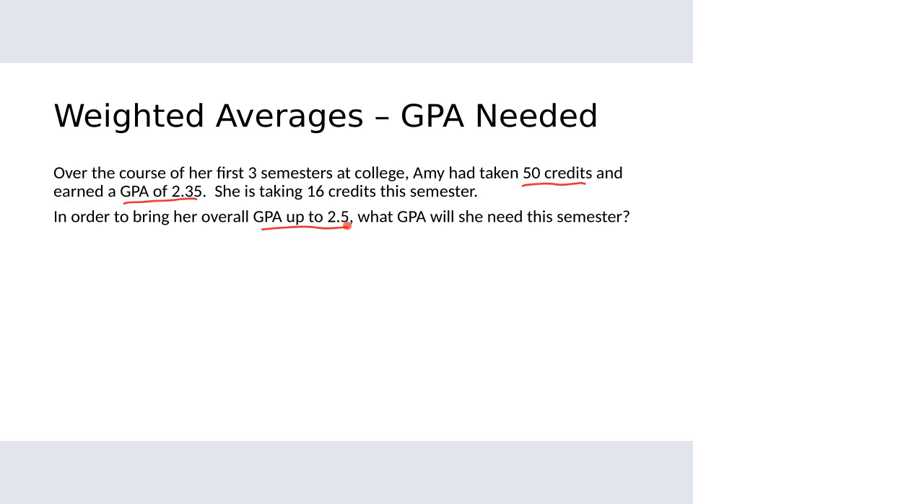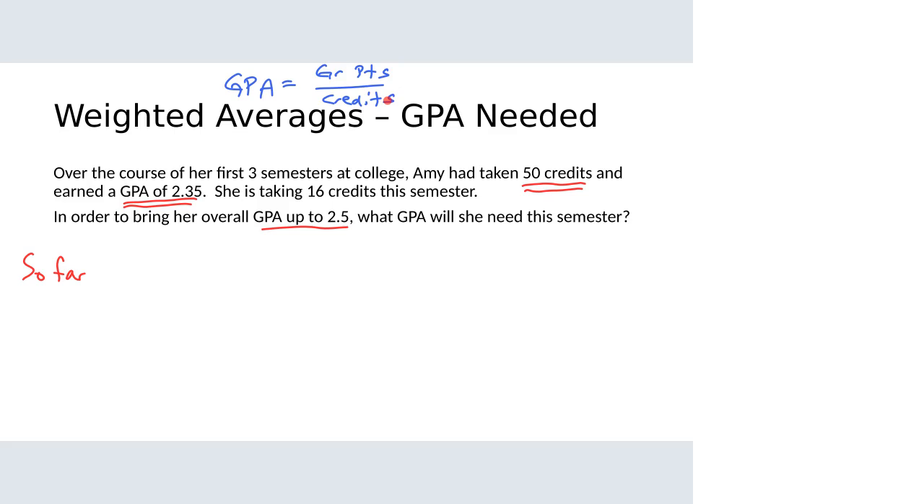What grade does he need to get to where he wants to get to? This is very much like that. So far, what we know about Amy is that she's taken 50 credits and she has a GPA of 2.35. Just a little reminder here that when we find GPA, that's grade points divided by credits.